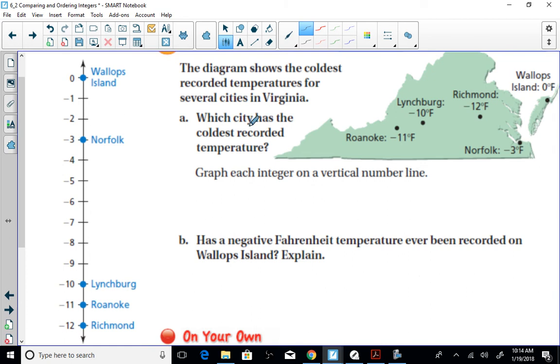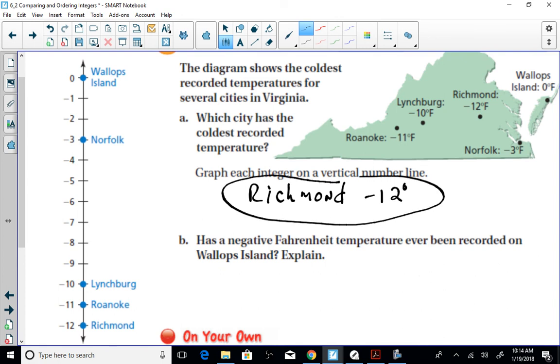Which city has the coldest recorded temperature? Correct. Richmond. Richmond is the lowest on our vertical number line. And when we know the number line is vertical, the lower you are on that number line vertically, the colder the temperature. So Richmond at negative 12 degrees. All right, that's your coldest temperature for part A.